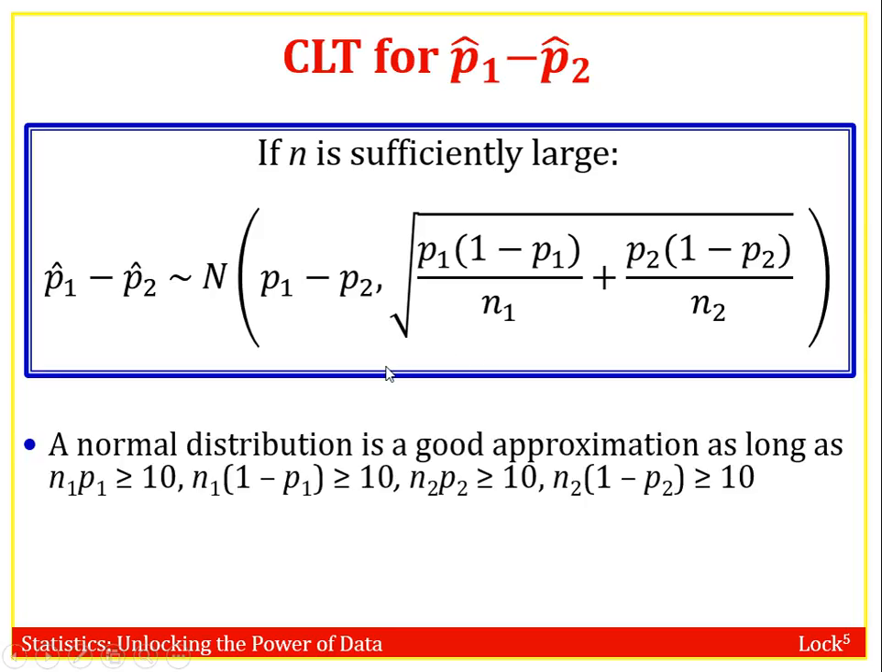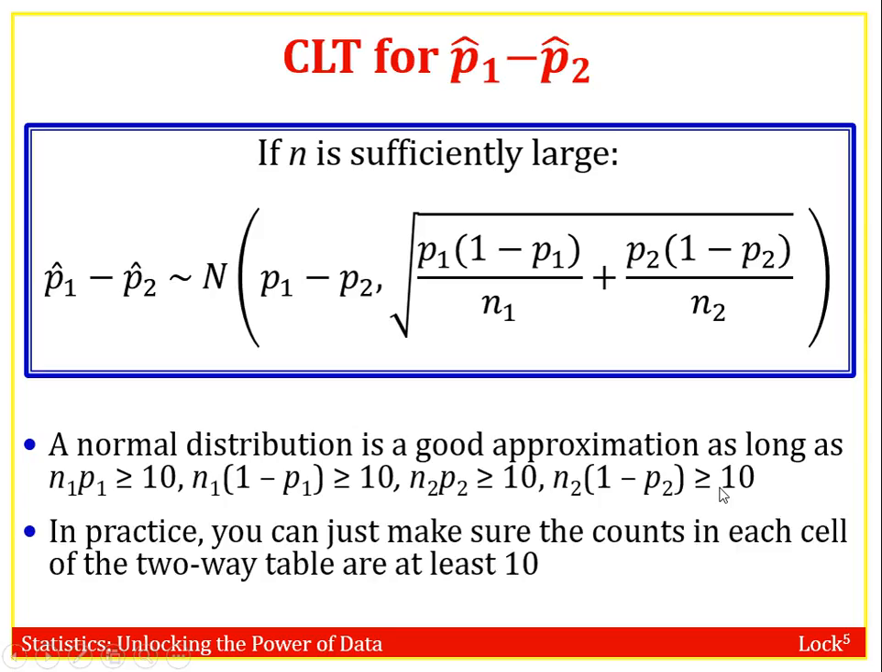Now, we need to make sure that the central limit theorem applies, so that n is large enough. All four of these have to be true. Your first proportion times the sample size of that has to be greater than or equal to 10. The sample size of that times 1 minus that first proportion has to be greater than or equal to 10. And then your second sample size times the second proportion has to be greater than or equal to 10, and your second sample size times 1 minus that second proportion needs to be greater than or equal to 10. Basically, you just want to make sure each cell has at least 10 in it.